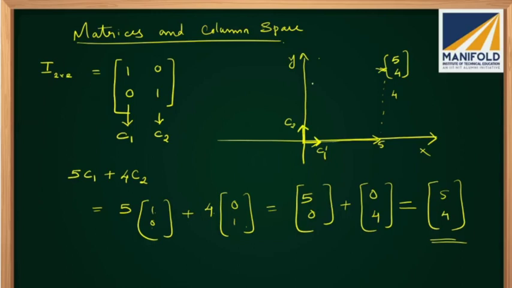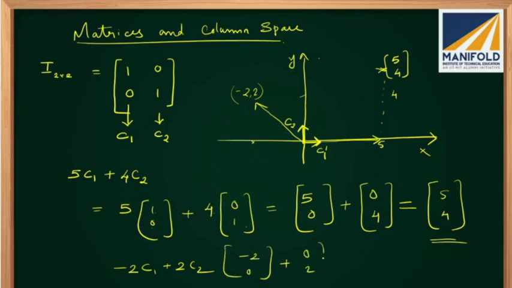Now, when you think of any possible combination of C1 and C2, you can say that you can represent any point in this XY plane as a combination of C1, C2. You want me to give another example? Let us consider the point minus 2, 2. X direction minus 2, Y direction 2. It's nothing but minus 2 times C1 plus 2 times C2. Because minus 2 times C1 will be minus 2, 0, and 2 times C2 will be 0, 2. So I'll get the point minus 2, 2.